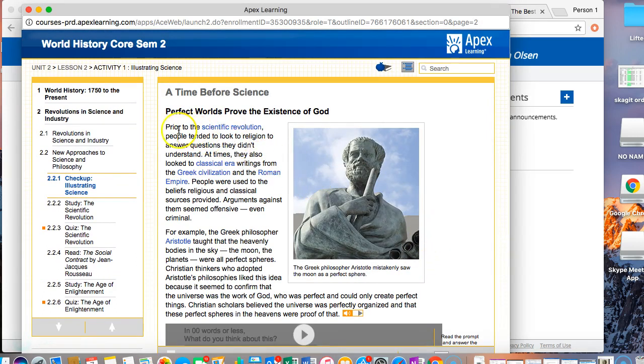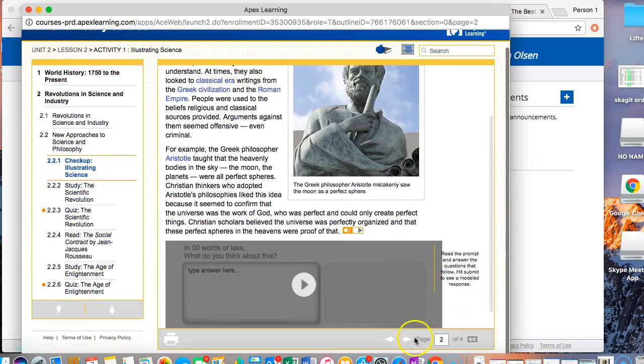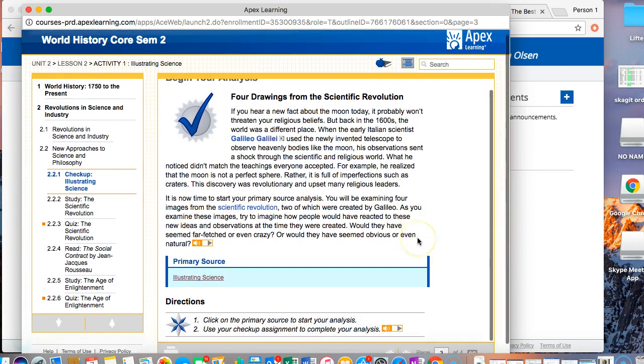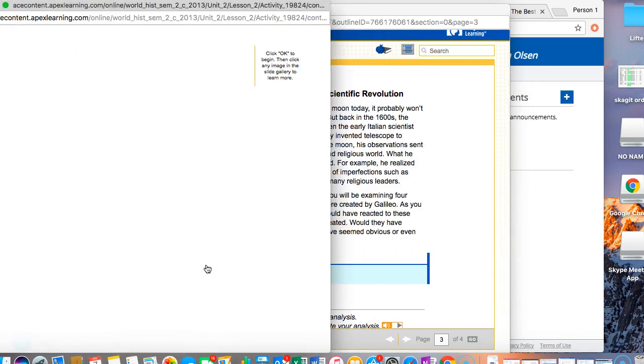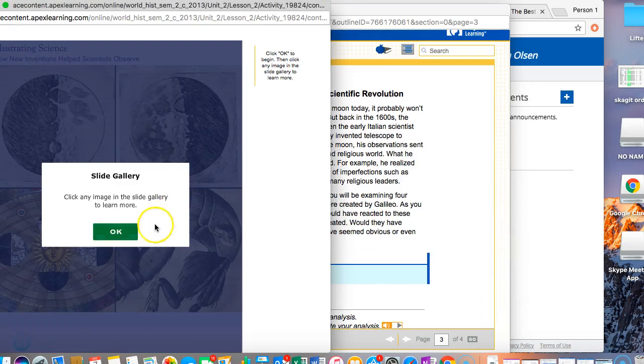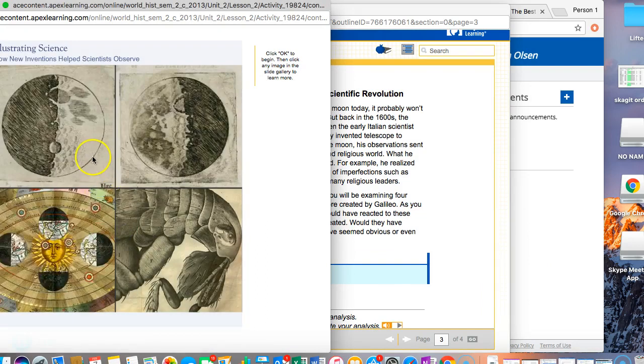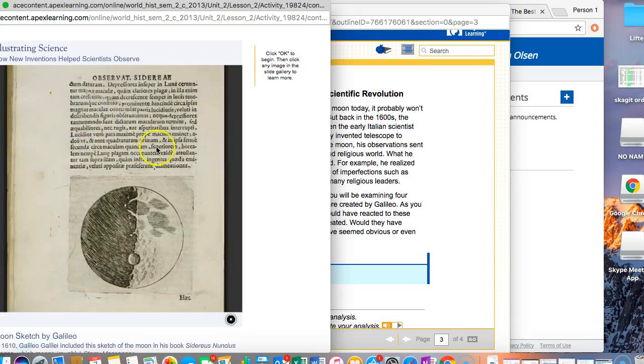And that's the same thing here. This is more information to read that helps you to understand the source. And then on the third page of this one, read this stuff too. On the third page of this one, that's where we get our source, okay? So you have to click into the slide gallery and look at each of these 4 pictures. So double click on it.